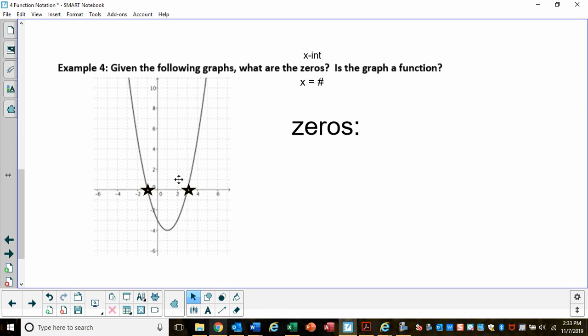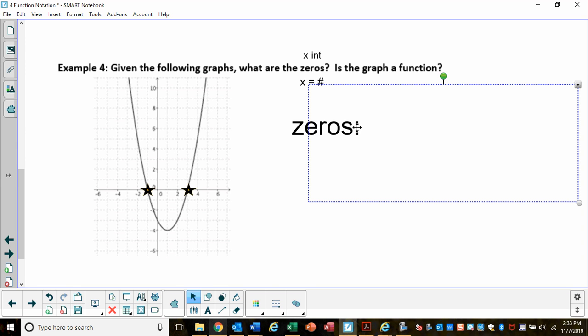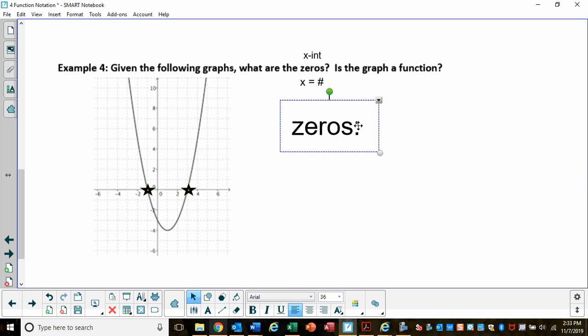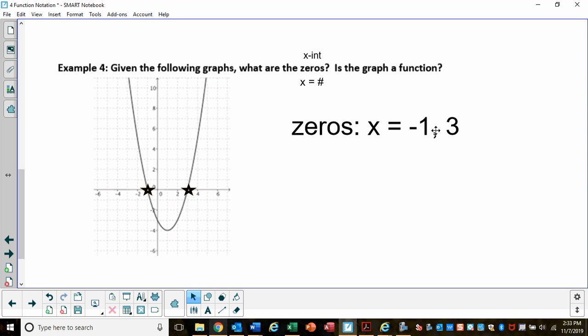Okay? So we would write it for the zeros, we would just write x equals -1, and for the other one, we're just going to do a comma, it equals 3. X equals -1 and 3. You could put, instead of a comma, you could put and, because there's only 2. Alright? Those are our zeros. When it's asking for zeros, they're just asking for the x-intercept, and you write it just as the numbers. Now, is this a function? We can do the vertical line test, and we find out, yes, it is.